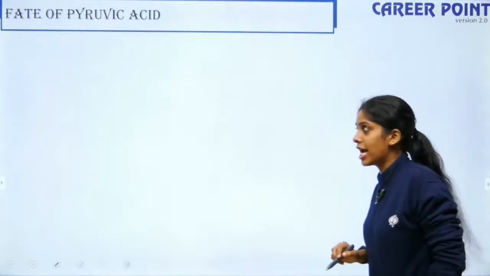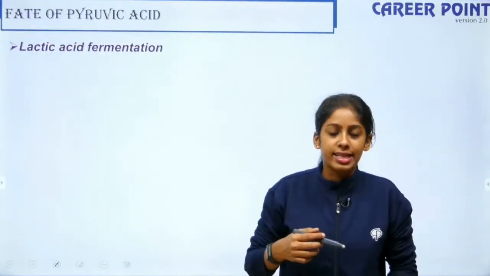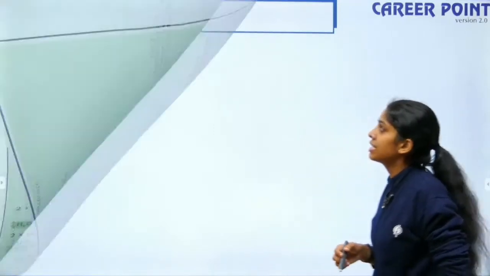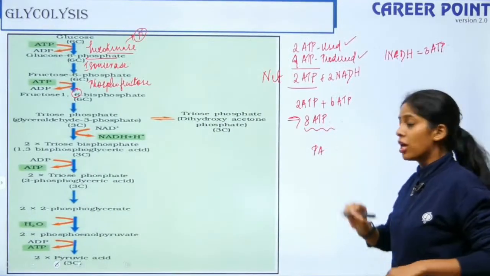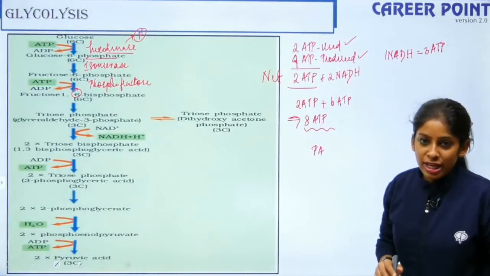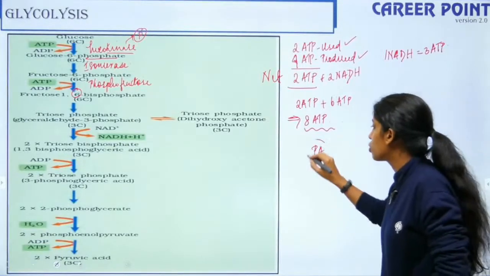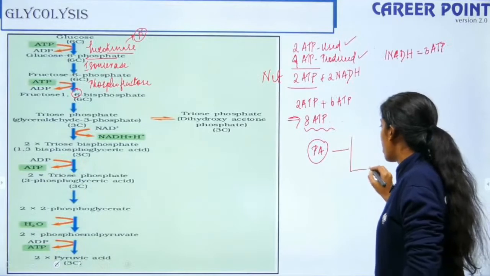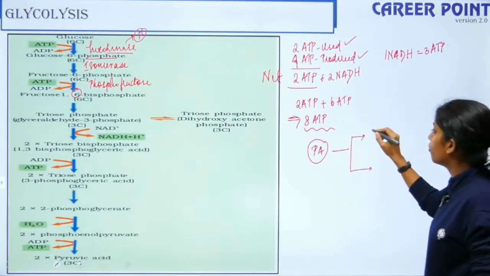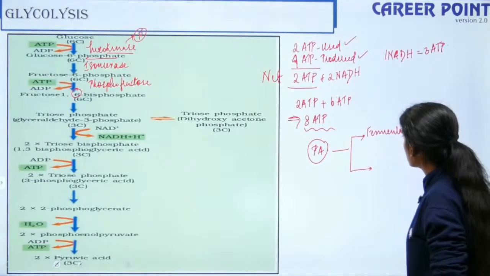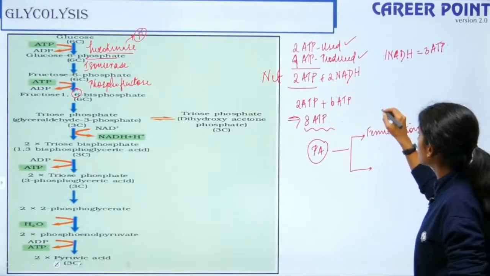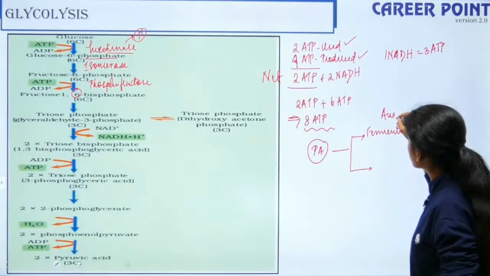Now moving to the next step. What can be the fate of pyruvic acid? Here the end product is pyruvic acid, right? Your pyruvic acid can have 3 fates. What are the 3 fates of your pyruvic acid? Pyruvic acid can either undergo a fermentation reaction, which happens in the case of anaerobic organisms.